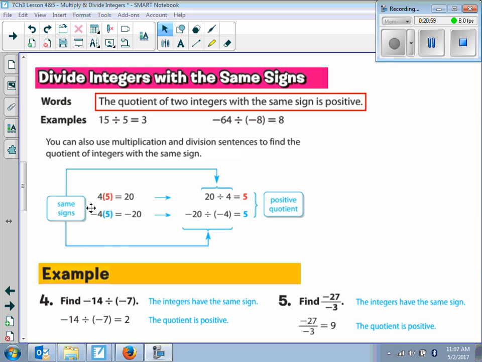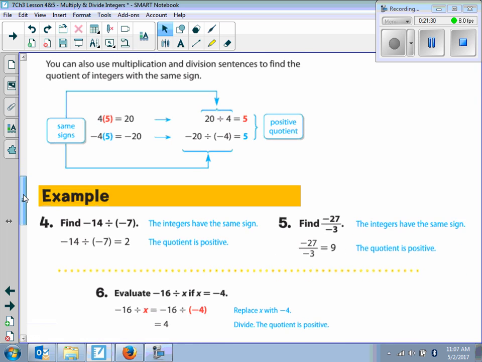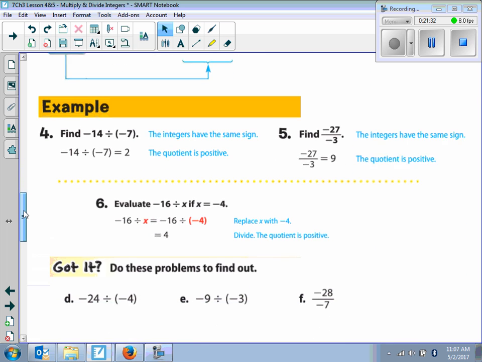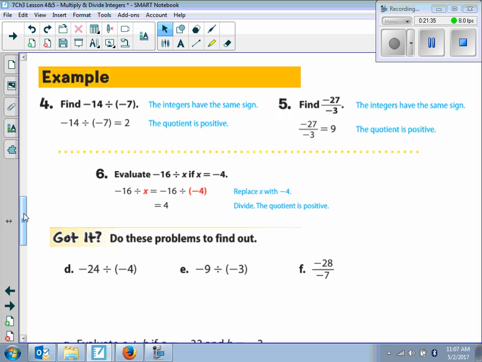So, once again, you can do fact families. We already know positive and positive. Here, we already know that a negative times a positive is a negative, right? So this fact family, if I say negative 20 divided by negative 4, we're going to get a positive 5. So this fact family tells us that a negative divided by a negative gives us a positive, right? So if I look at the examples, once again, you're just going to divide like normal.